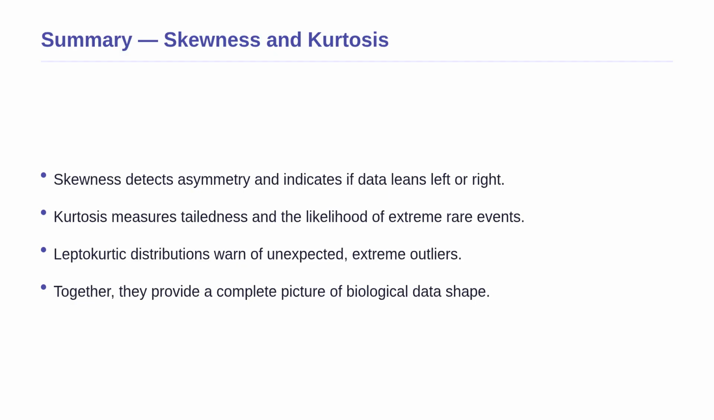We have covered a lot of ground today, so let us summarize our key takeaways. First, skewness is your tool for detecting asymmetry. It tells you if your data leans to the left or the right, pulling the mean away from the median. Second, kurtosis measures the tailedness of your distribution. It warns you if your data is prone to extreme, rare events, which is critical in biological contexts. A leptokurtic distribution means expect the unexpected, while a platykurtic one assures stability.